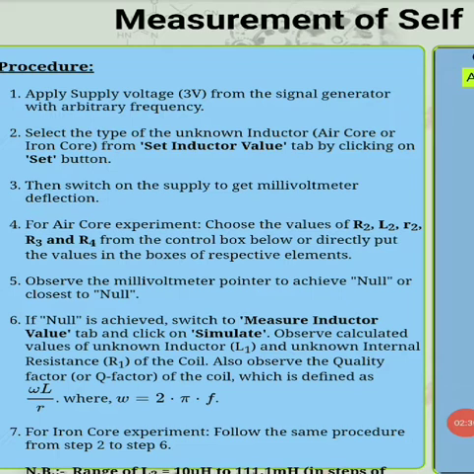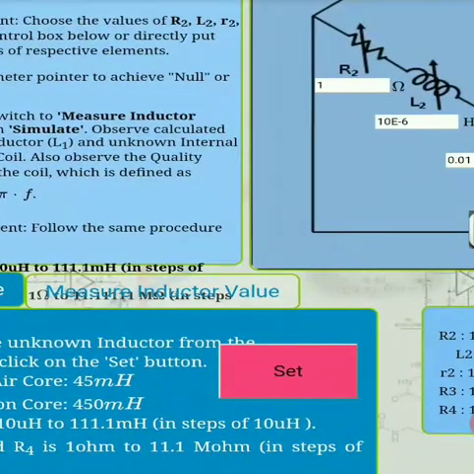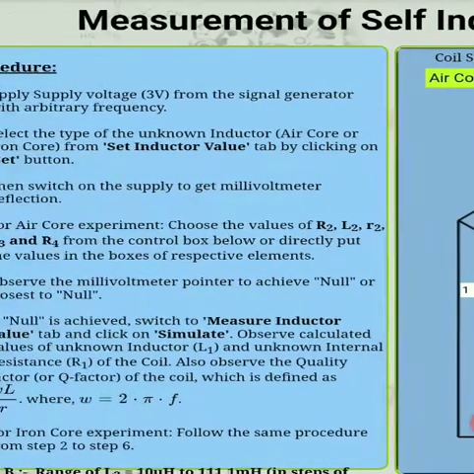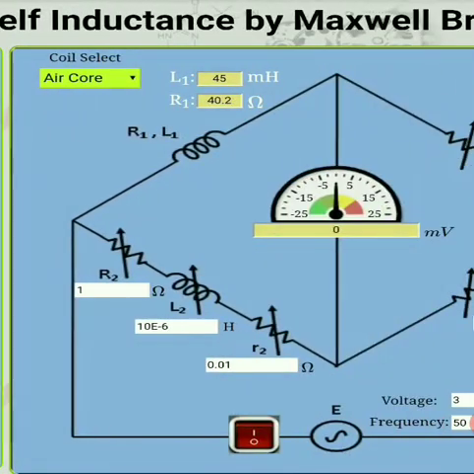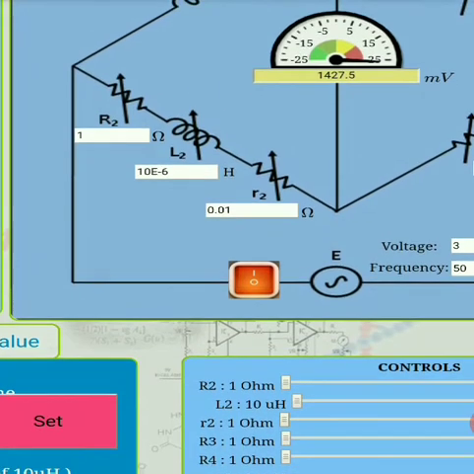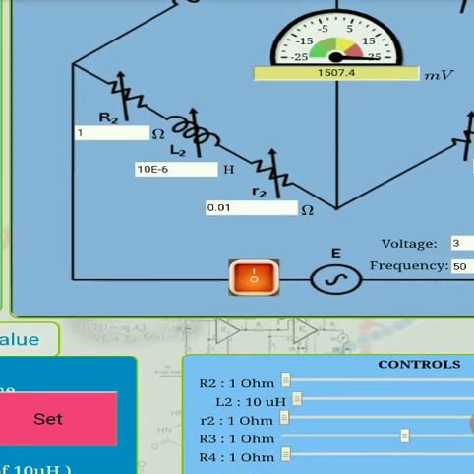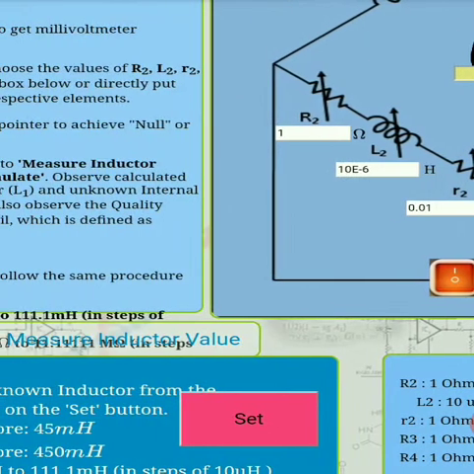Next, select the type of unknown inductor, air core or iron core, from the Set Inductor Value tab by clicking on the Set button. Here air core is selected, so I set the value. Then switch on the supply to get millivoltmeter deflection. So it is required to achieve null. So it is almost null achieved.